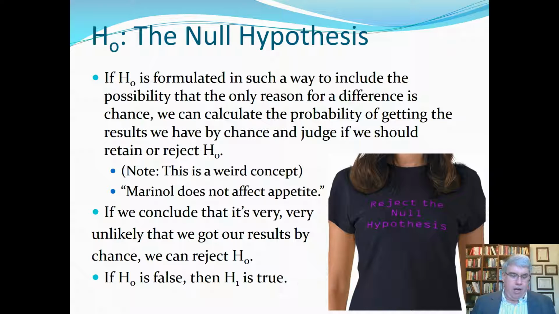So our null hypothesis here is Marinol does not affect appetite. And if we conclude that it's very, very unlikely that we got our results, our 9 pluses, by chance, we can reject the null hypothesis. And so if the null hypothesis is false, then the alternate hypothesis must be true, because they're formulated to be exactly the opposite.